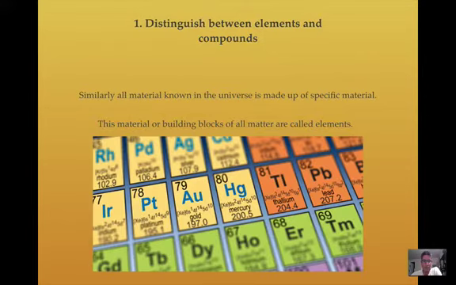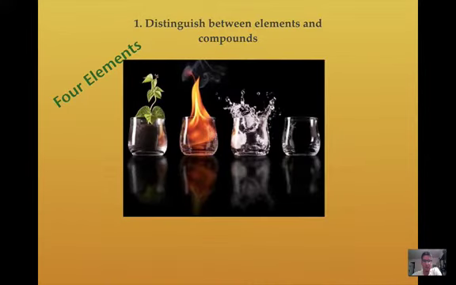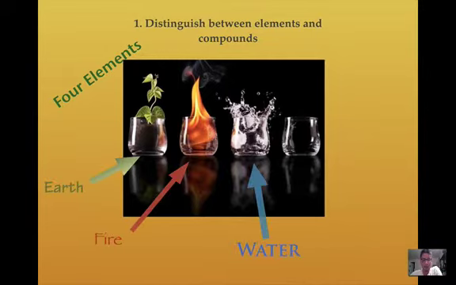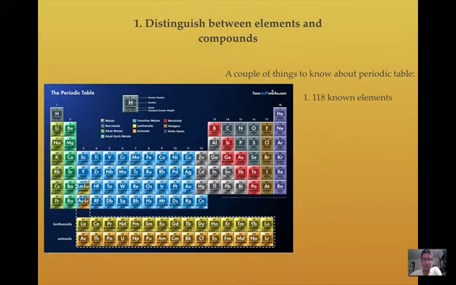Just to get a brief history on this idea, back in Aristotle's and Socrates' day, we used to believe that everything that we knew of, that we could see and feel and touch, was made out of four basic elements. We had earth, fire, water, and wind, and various combinations of these four elements made up everything that we see.